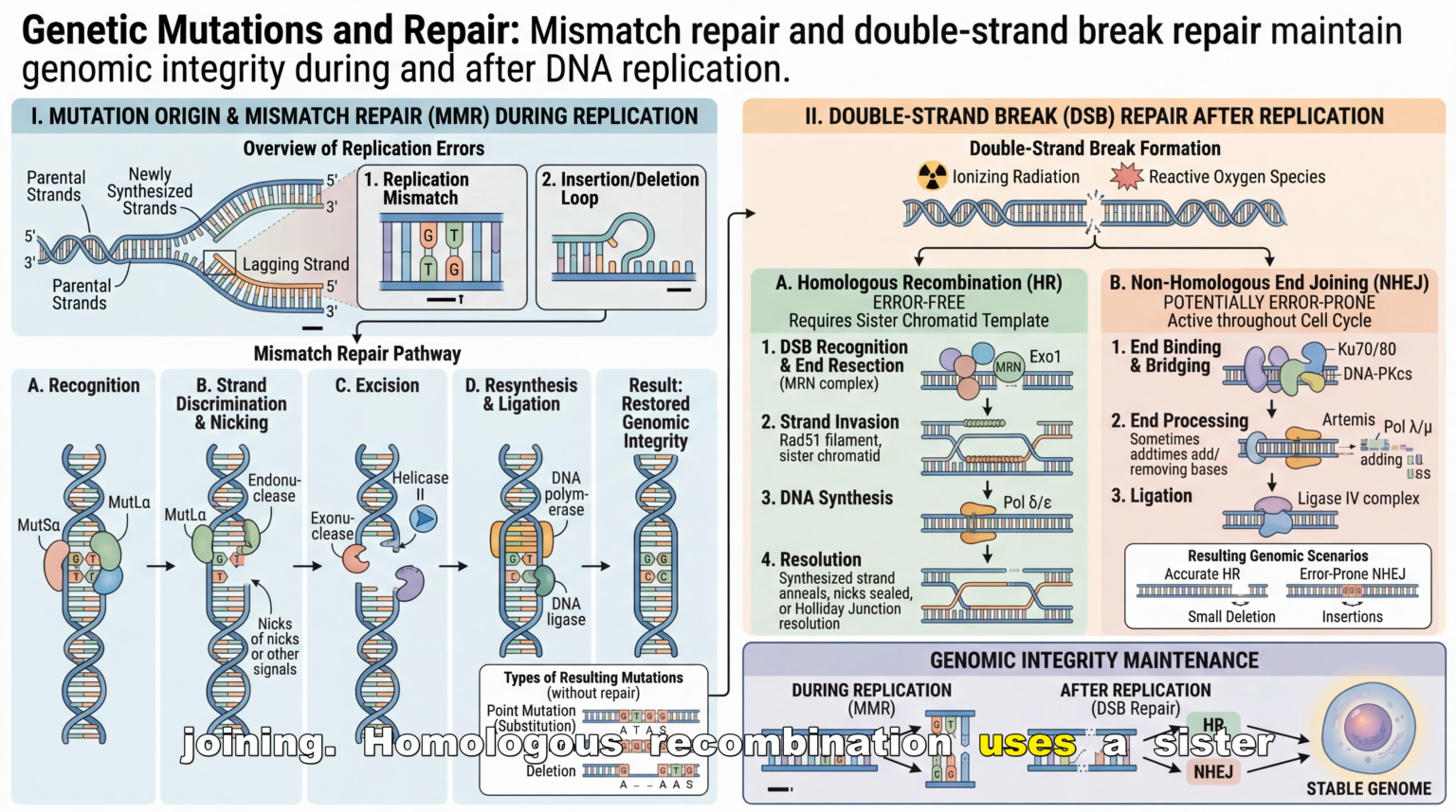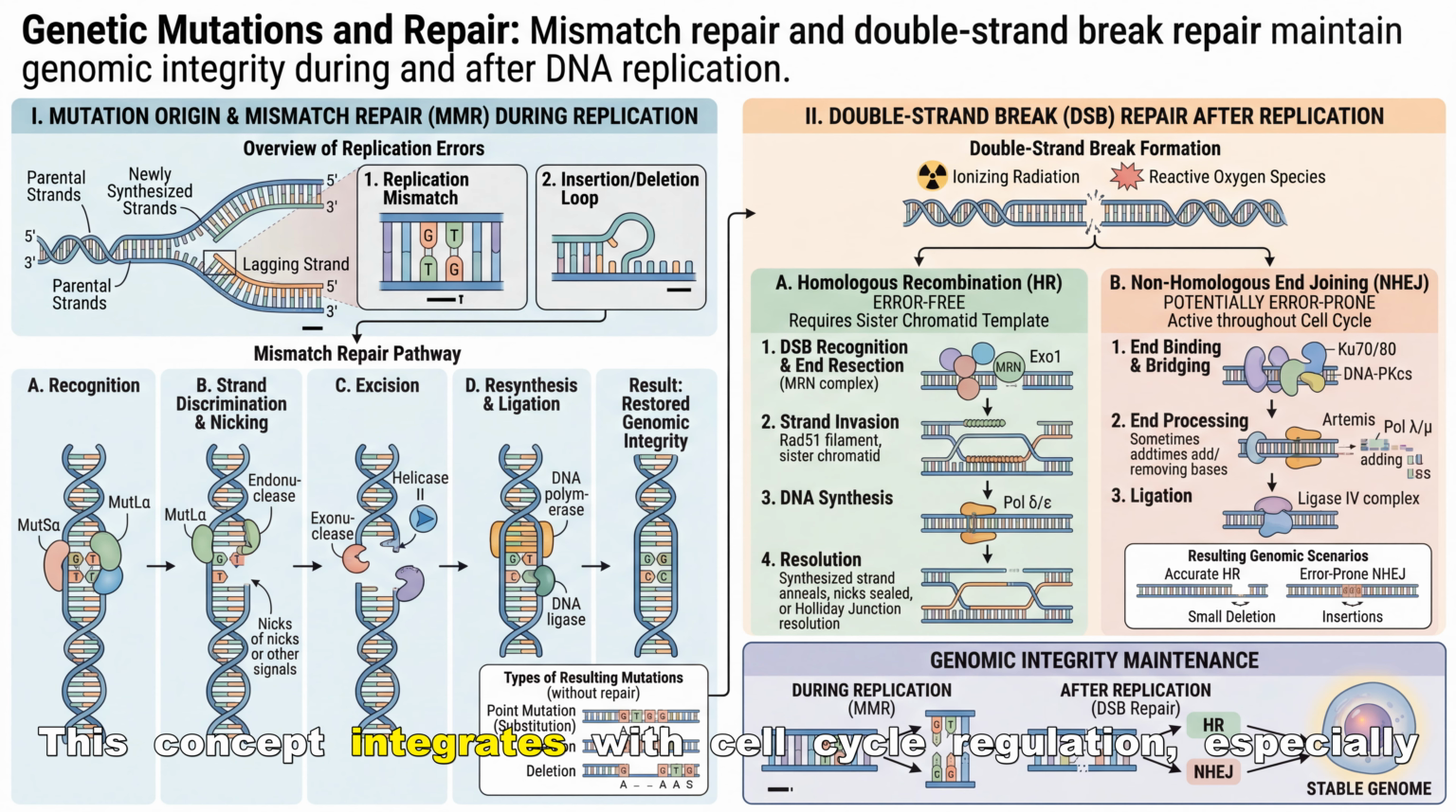Homologous recombination uses a sister chromatid as a template for accurate repair and occurs mainly in S and G2 phases, while non-homologous end joining directly ligates the broken ends and is more error-prone. A mnemonic is HR is high-resolution repair. NHEJ is not exact. On the MCAT, questions may test which repair pathway is active based on the cell cycle stage or the type of damage.